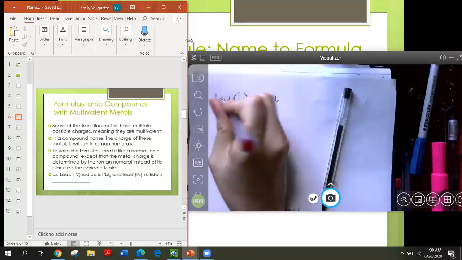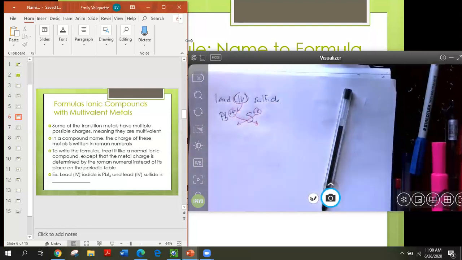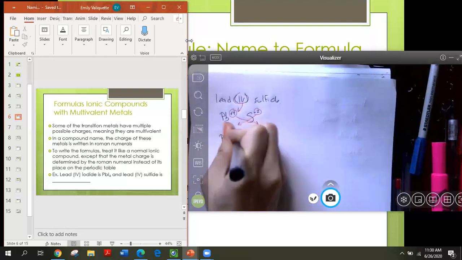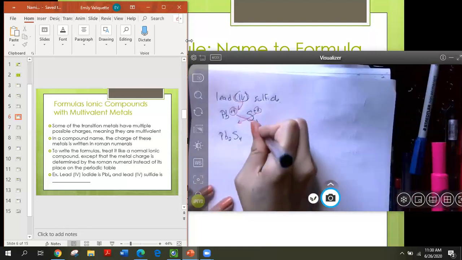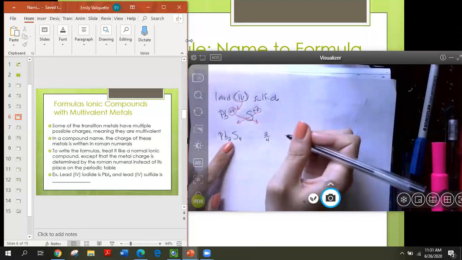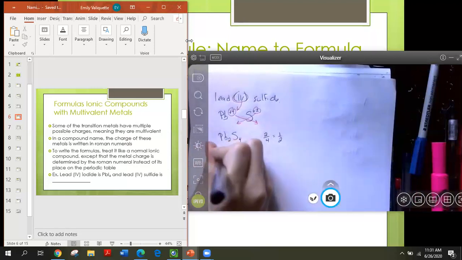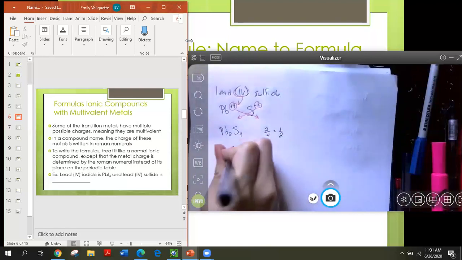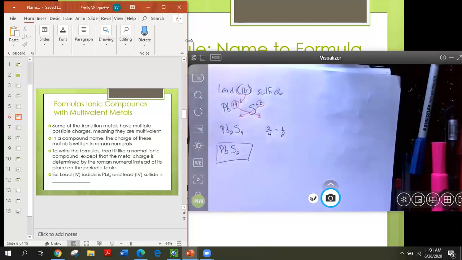And then just like we do with all of our ionic substances, we cross over our charges, which leaves me with Pb2S4. And then I need to put these subscripts in lowest terms. So just like if I had a fraction of 2/4, I could write it as 1/2. I can also write this as Pb, imaginary 1, S2. And that would be my final answer.